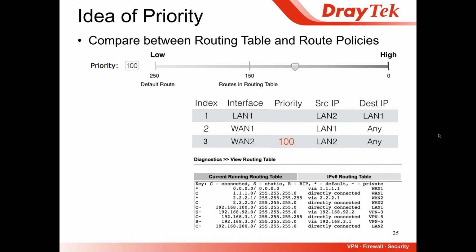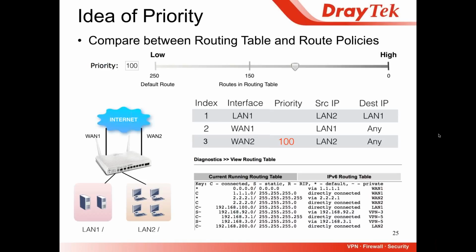So if we take this example, we have two subnets and two WANs. We are trying to get to LAN 1 from LAN 2. So we need to compare. The first is the routes in the routing table. That's right here, the LAN 2. This route has priority as 150. And then we have the policy has priority as 100. We compare these two. The policy with priority as 100 has higher priority, so we choose this one. So still we send the traffic to WAN 2.